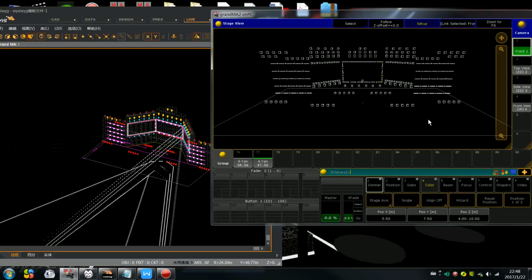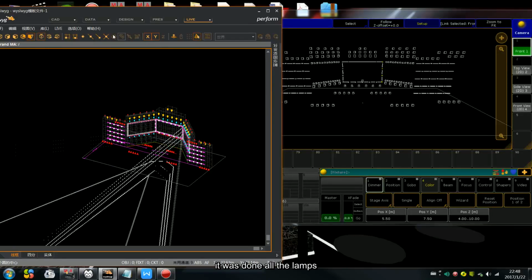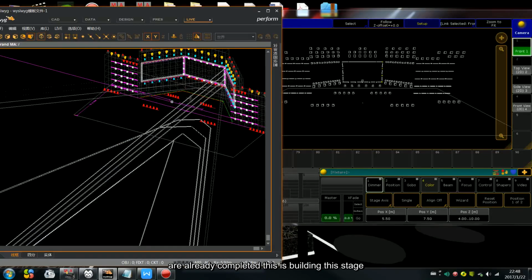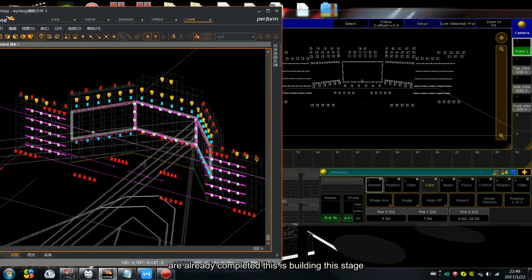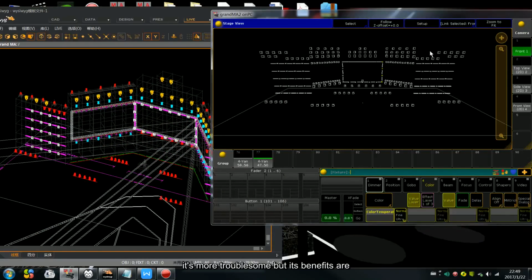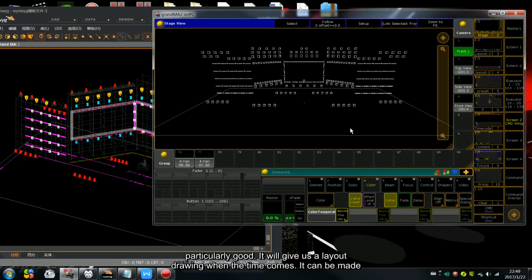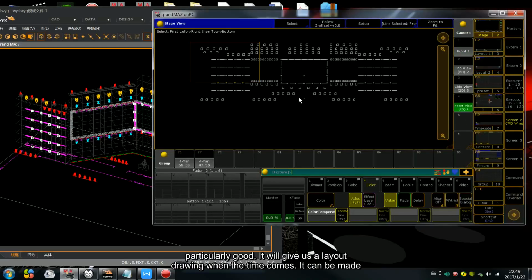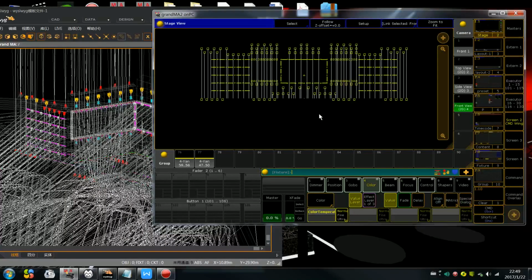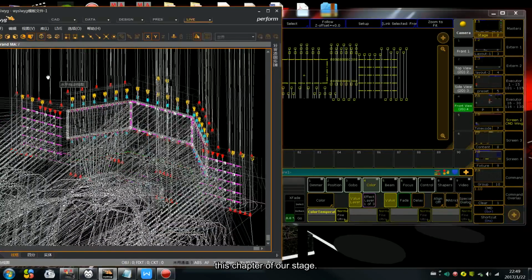This one we have. It was done. All the lamps are already completed. This is building this stage. It's more troublesome, but its benefits are particularly good. It will give us a layout drawing when the time comes. It can be made in an instant. Okay, this chapter of our stage.